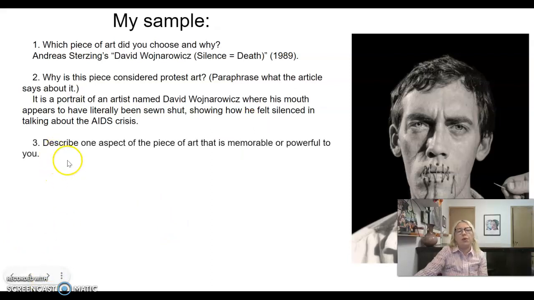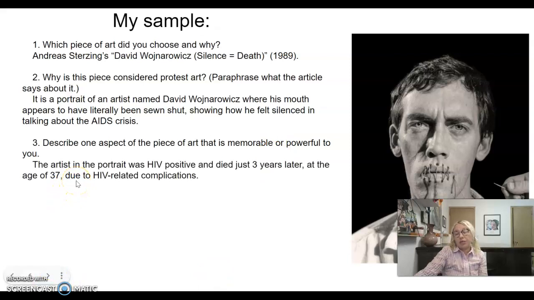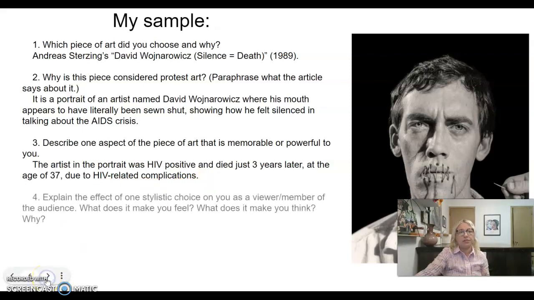The third thing we have to do is describe what's memorable or powerful. After I read about it, what was memorable was the portrait. The artist was HIV positive, and he died just 3 years later at the age of 37 due to HIV related complications. This was during the time when a lot of gay men were dying in the 1980s because of HIV and AIDS, and not much was being done about it. That was what this piece is protesting.